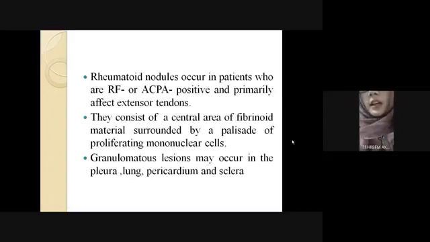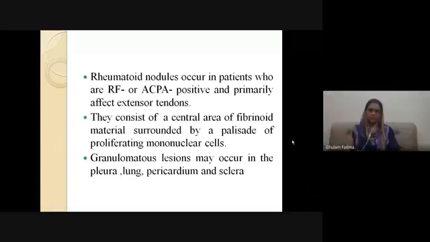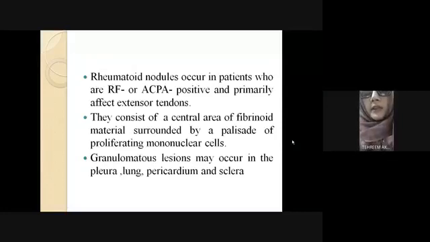Rheumatoid nodules occur in patients who are RF and ACPA positive and primarily affect the extensor surfaces of the tendons. ACPA is anti-citrullinated protein antibody. They consist of a central area of fibrinoid material surrounded by a palisade of proliferating mononuclear cells. Granulomatous lesions may occur in the pleura, lung, pericardium, and sclera. Thank you.